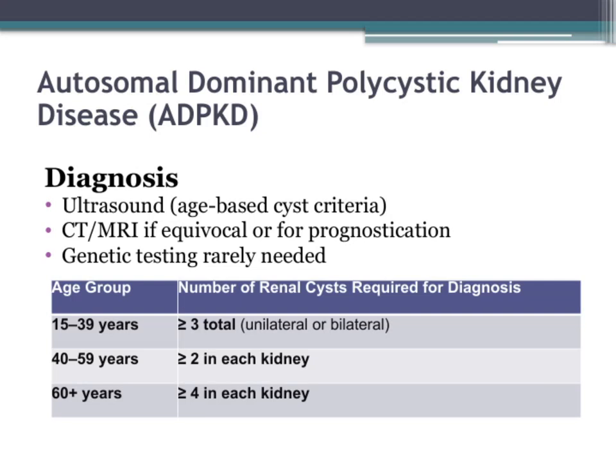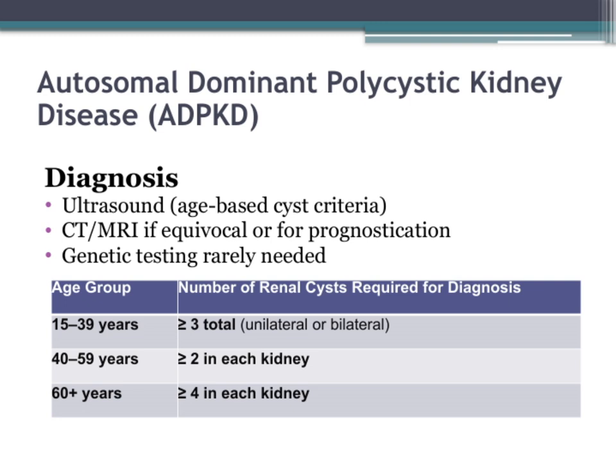Let's take a closer look at how the diagnosis of autosomal dominant polycystic kidney disease, or ADPKD, varies based on age. For individuals between 15 and 39 years, having 3 or more cysts in total, whether in one kidney or both, is considered diagnostic. Moving to the 40 to 59 age group, the criteria becomes slightly stricter. At least 2 cysts in each kidney are needed for diagnosis. And for those over 60, the threshold increases to 4 or more cysts in each kidney.